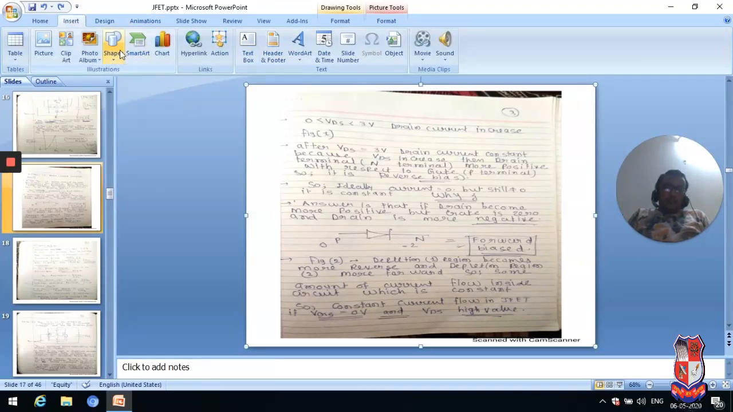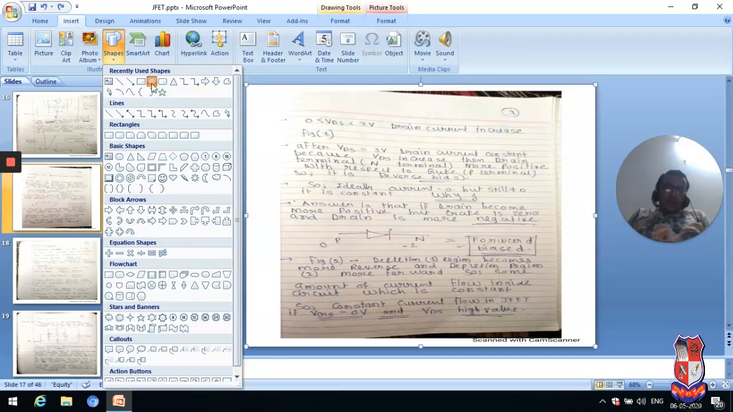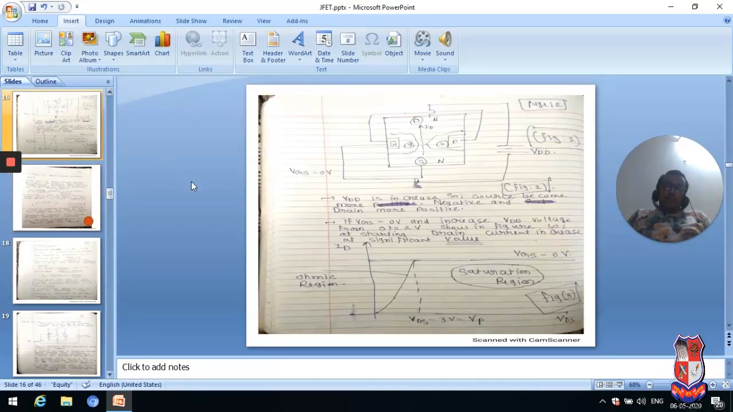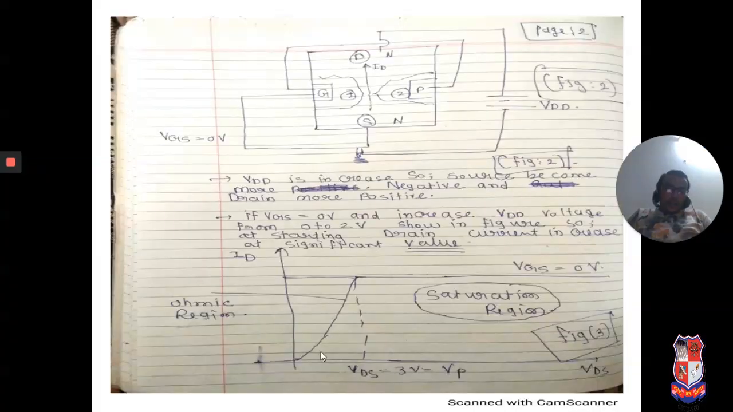So it is the concept of the junction field effect transistor. Try to highlight this circle. See this, I have written this circle here. So please see very carefully. It is the main point regarding the entire page. Constant current flows in the JFET if VGS equal to 0 volt and VDS equal to very high voltage. See this entire diagram of JFET.